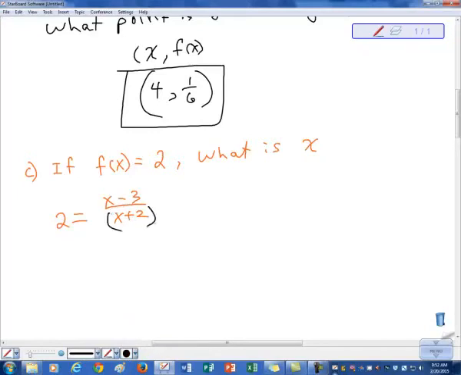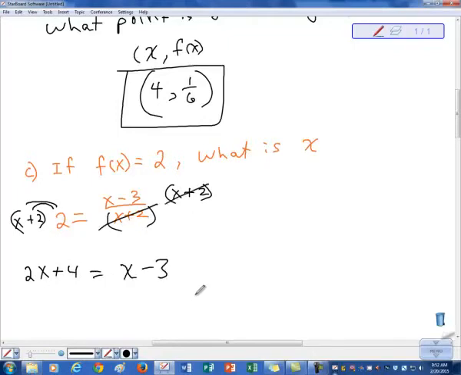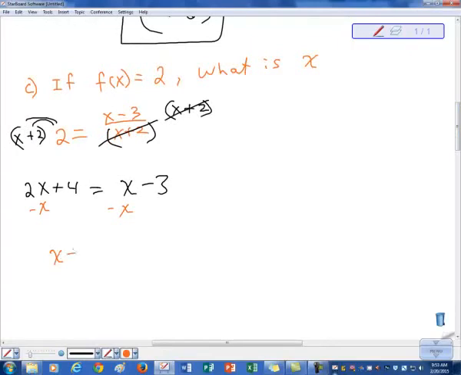So we would have to multiply both sides times x plus 2, and then distribute the 2 here. So that'll be 2x plus 4 equals x minus 3, and these two denominators cancel out. Alright, so now this is just a linear equation. I like to go ahead and combine the x's first to keep them positive. And so we get x plus 4 equals negative 3. Apply minus 4, we get x equals negative 7.